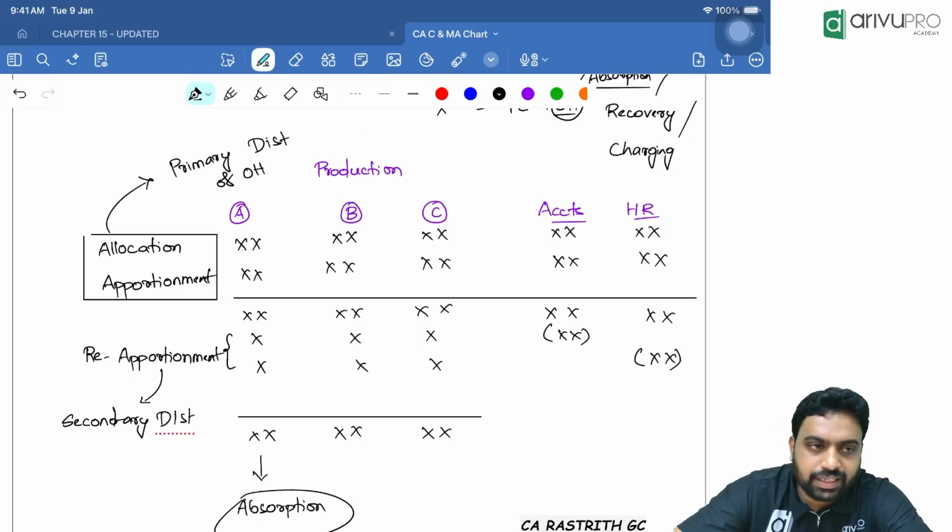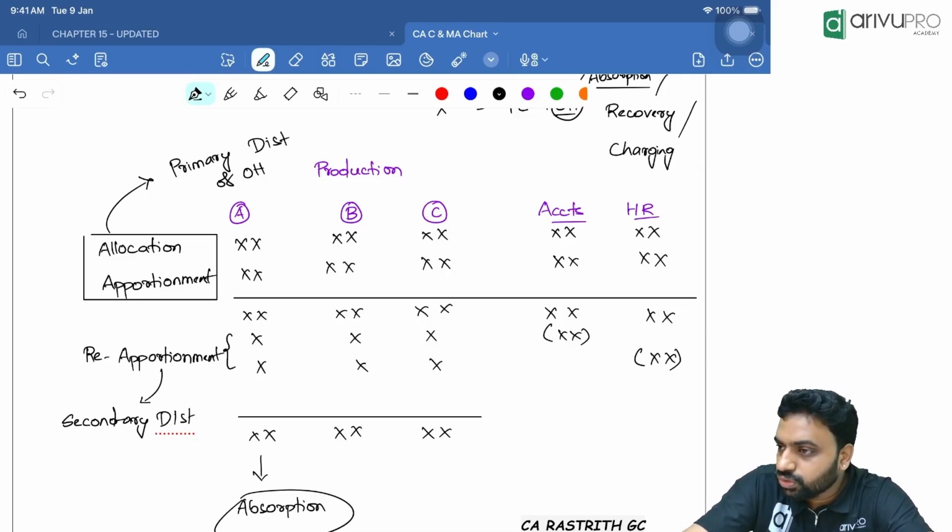So to sum it up, whatever we are going to charge to the final product, we can't charge only direct cost, prime cost. Of course, we should charge overheads also. Now charging of that overhead, we call it absorption or charging or recovery.